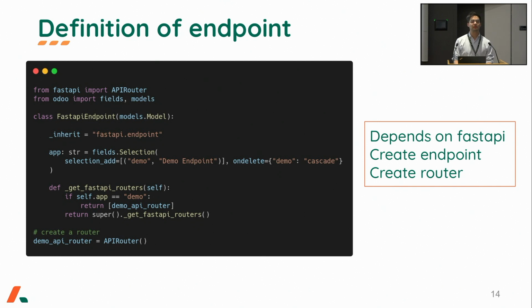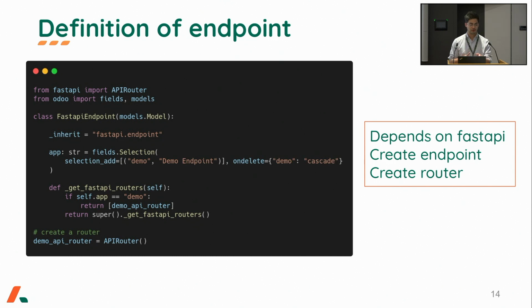So first of all, you'll have to define your module, let's say my demo module API, and in the dependency of your module, you'll add FastAPI. Then you'll define your endpoint, so that's the definition of my endpoint. Your endpoint is inheriting from FastAPI endpoints, and you'll have to do 2 things.